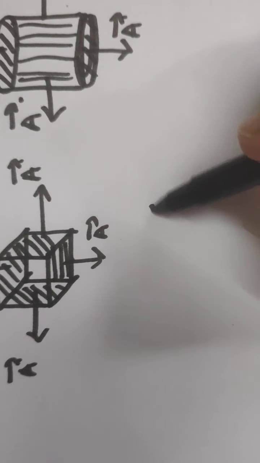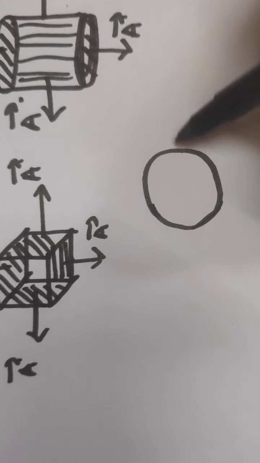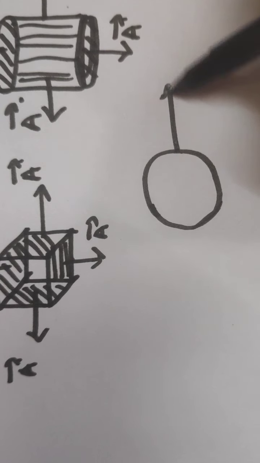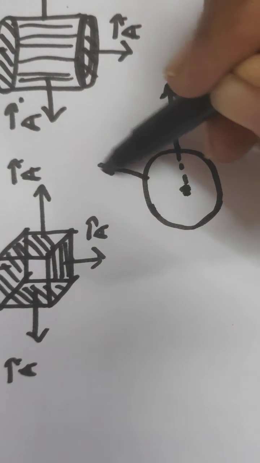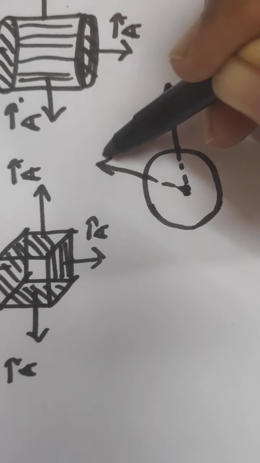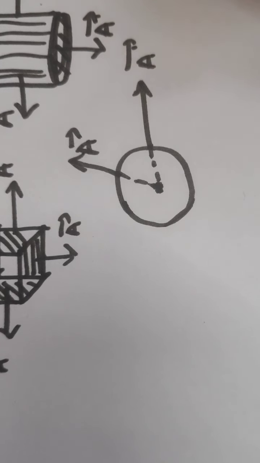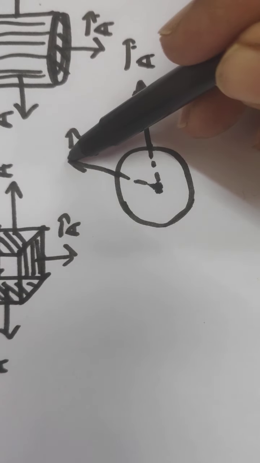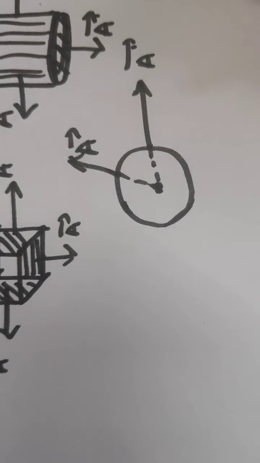Suppose we take a sphere like this, then again the area vector is normally outward, and that passes through the center. This is the area vector. So the area vector is represented by an arrow drawn perpendicular to the surface. Thank you.